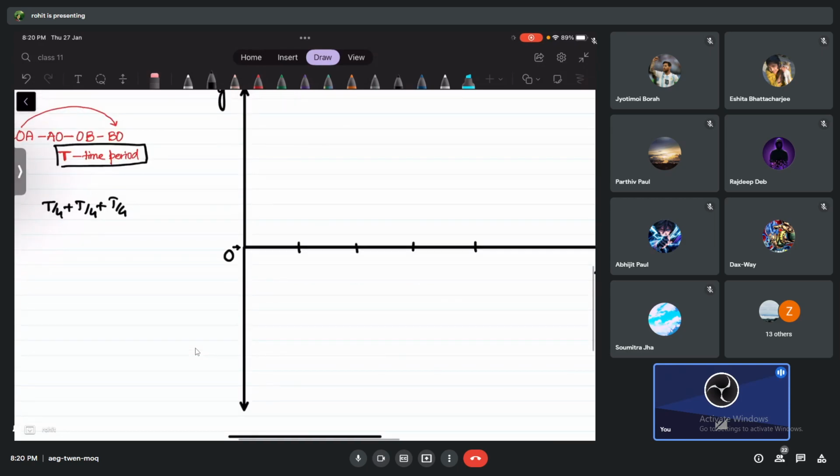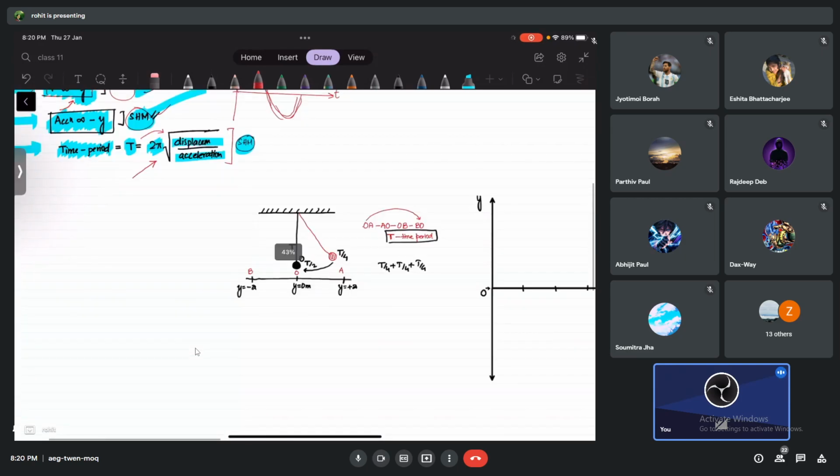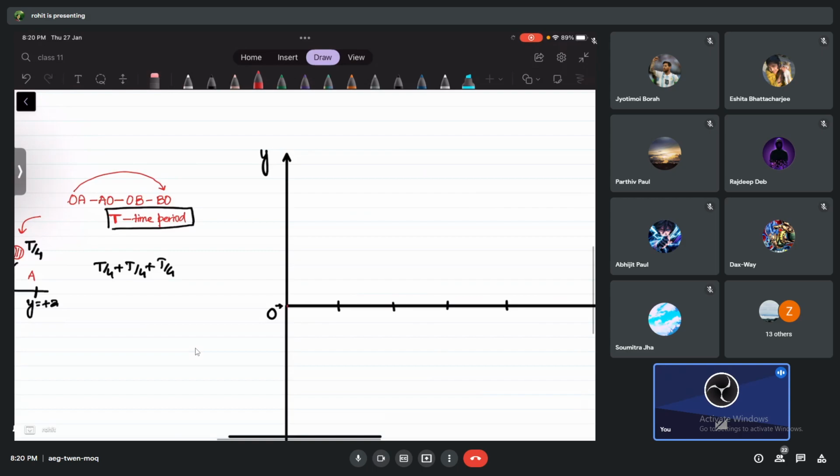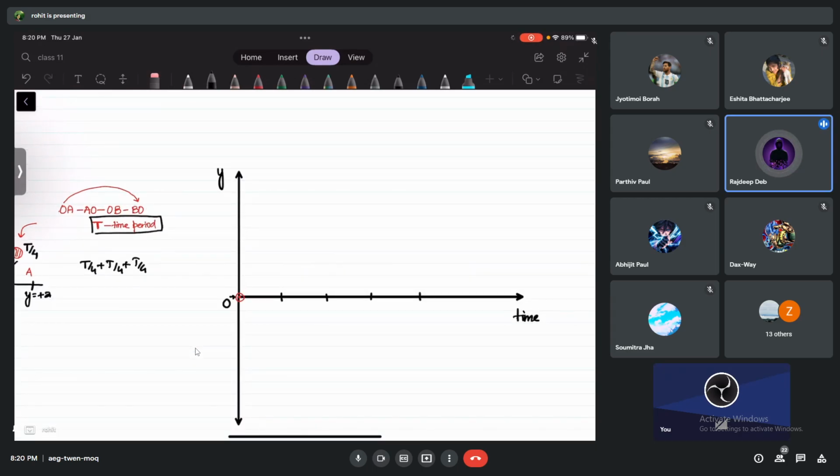So when the time is 0, tell me, where is the object starting? Is it starting from maximum or starting from 0 position? In this example, zero position. When the time is 0, the position is also 0. So I'm going to start from here. Do you understand? Is it going to be a cos or sine function, guys? Sine function.